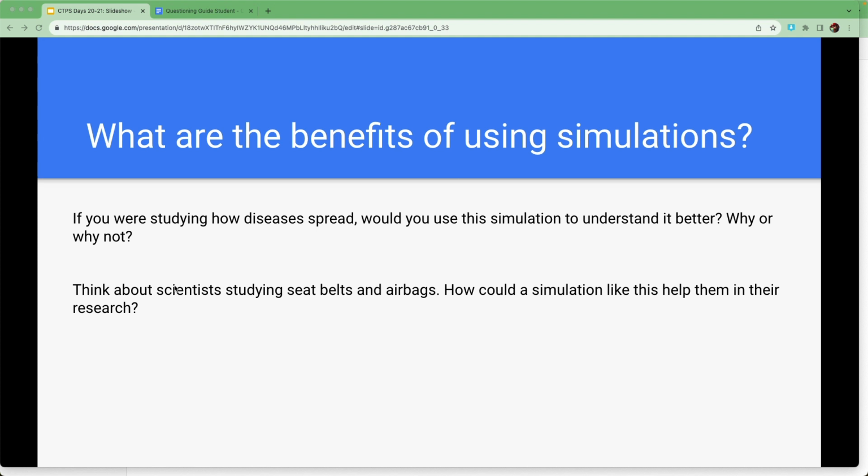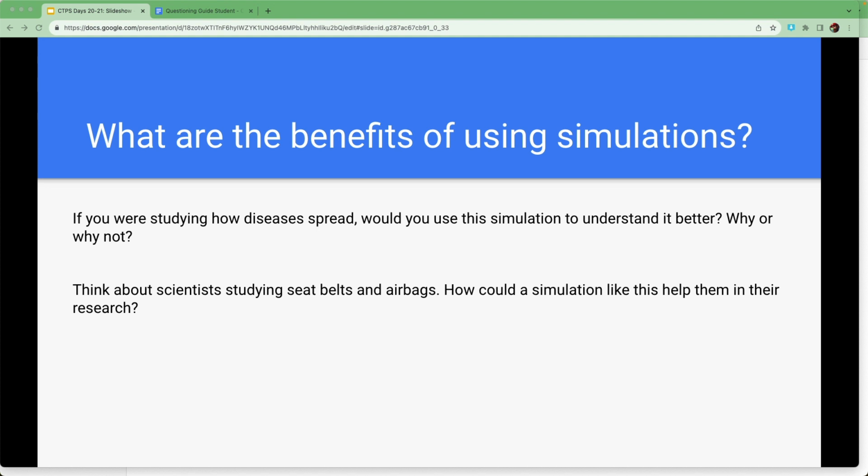All right, a sample response for the second one. So think about scientists studying seatbelts and airbags. How could the simulation be used to help them in their research? So here's a sample response. Scientists could use simulations like this to test different scenarios without putting people in danger. For example, they could see how the different car crash situations might play out with or without seatbelts and airbags, which would be impossible to do or too risky to do with real people. All right, so that wraps up our focus on simulations.